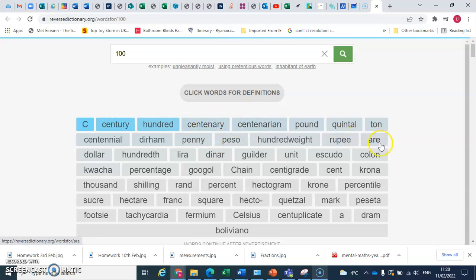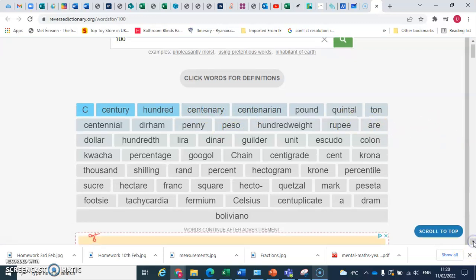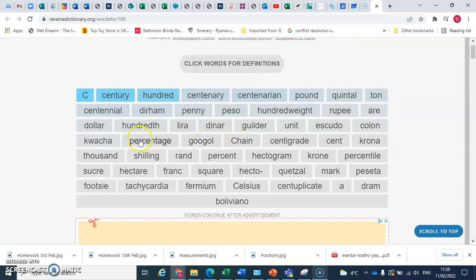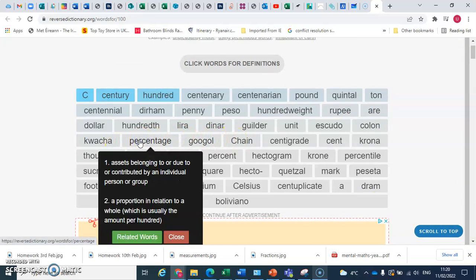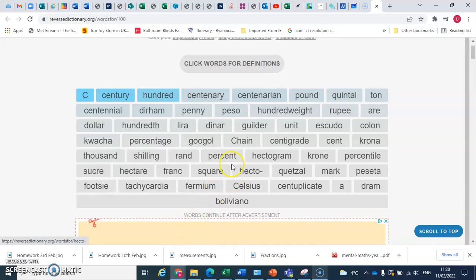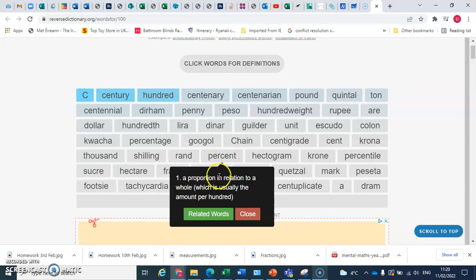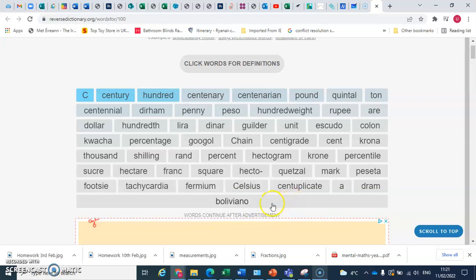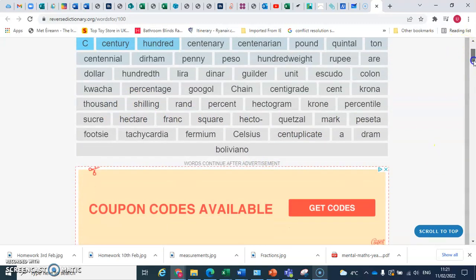So if we look further down here, I found a few nice ones. Let me see, what does percentage say actually? A proportion in relation to a whole, which is usually the amount per 100. There's 100 again. Percent, a proportion in relation to the whole, which is usually the amount per 100. Same thing. There was one called centurion, I think, when I looked yesterday. I can't see it at the moment.